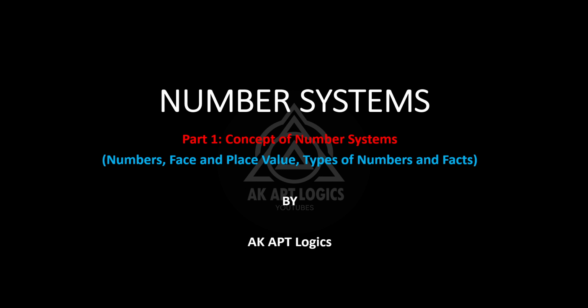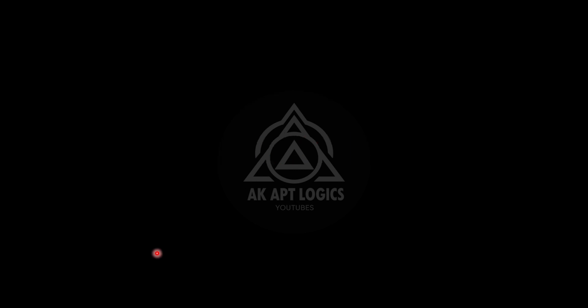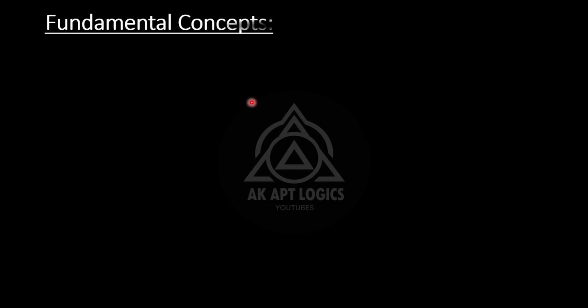In this series, we are going to start with the first chapter in aptitude, that is number systems. Today, we are going to discuss part 1 of number systems, which is known as the concept of number systems. This part includes numbers, face and place value, types of numbers and some of the facts related to numbers. Let us begin this video. We are going to discuss fundamental concepts. First, we are going to discuss numbers.